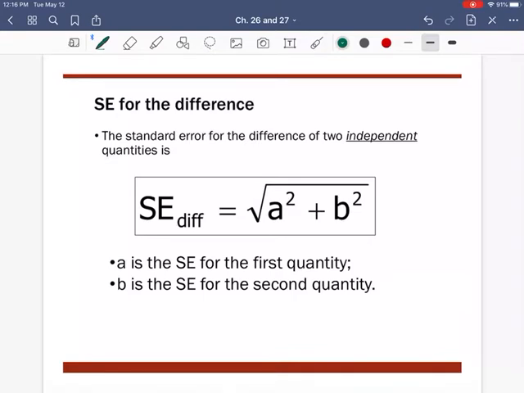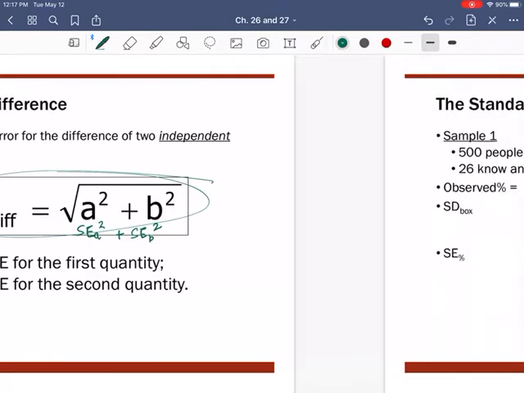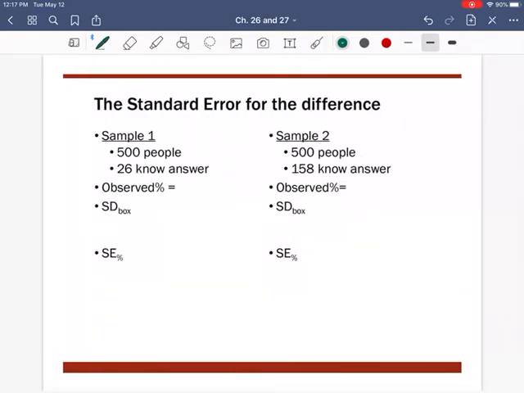Okay, because we have 2 samples, it means we have 2 different standard errors, but we need just 1 standard error in order to calculate our z-score, because you do the observed minus the expected divided by the standard error. So we need to use this formula to calculate the standard error. So it's the square root of the standard error for A squared plus the standard error for B squared, or the first sample and the second sample.